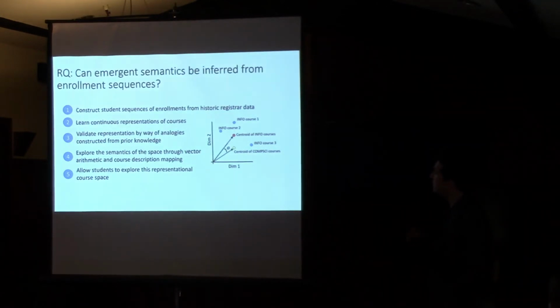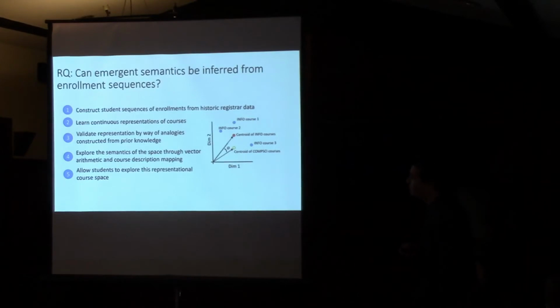Okay, so we looked at the historic data. We learned representations of courses using that same algorithm. It's called a skipgram. We validate representations by way of analogies constructed from prior knowledge about courses. So you will see increasing amounts of skipgram word2vec applied outside of language, but you'll rarely see validations of them.